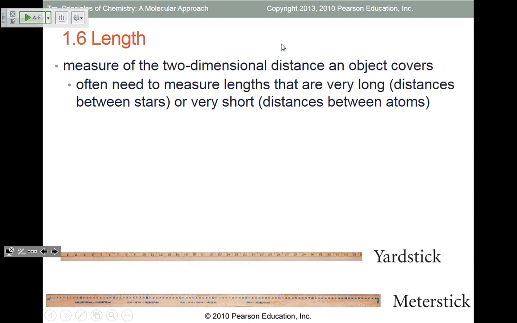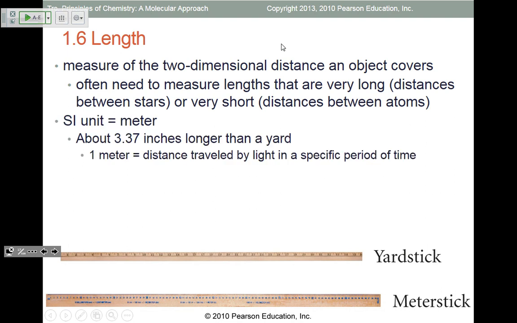So let's talk a little bit about length. That's our distance. We'll usually see that with a yardstick or a meter stick, a ruler, things like that. It's often needed in measurements, and we can look at long distances, like the length from here to the moon, or very short distances between atoms. And of course, in this class, we'll be focusing on those very short distances a lot more because chemistry is the study of how molecules and atoms and elements behave. So we're usually talking about really small things when we're talking about length.